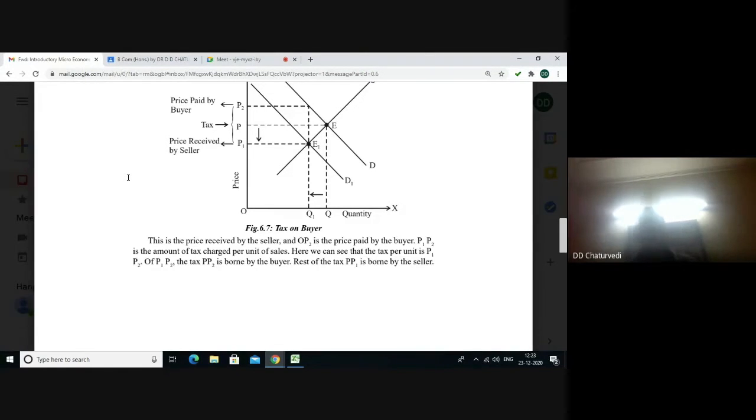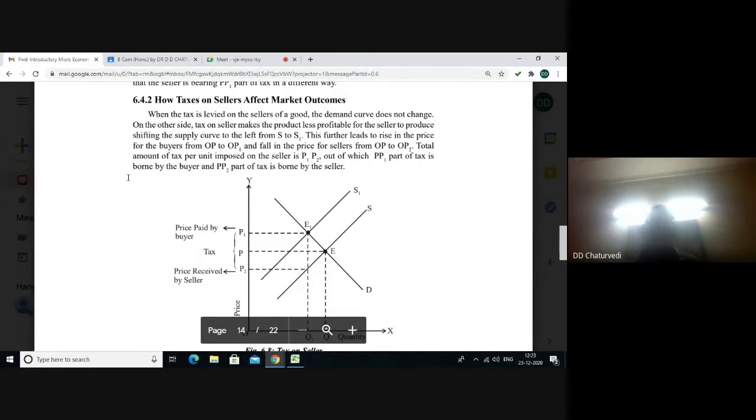And since seller is receiving only OP1 price after the imposition of tax, the remaining part of the tax is borne by the seller, which is equal to PP1. So the tax per unit is P1, P2. The burden on the buyer is PP2, that is the amount by which higher price is being paid. And the burden on the seller will be PP1, that is the amount by which less amount is being received by the seller.